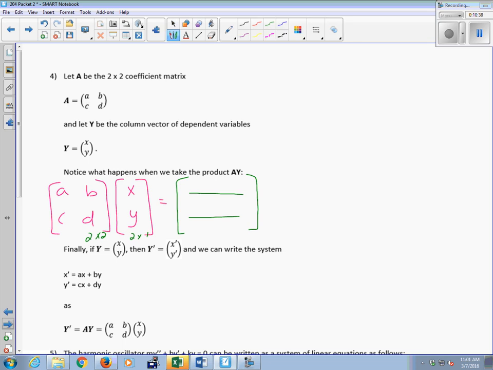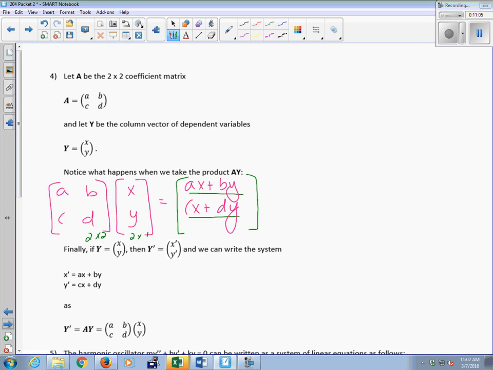And then you take the first row times the first column and do the dot product. So you have ax plus by. And then the second row times the column, and you get cx plus dy. Right? So when you multiply your coefficient matrix times your column vector of dependent variables, you end up with the right-hand side of your differential equation of your system, ax plus by and cx plus dy.